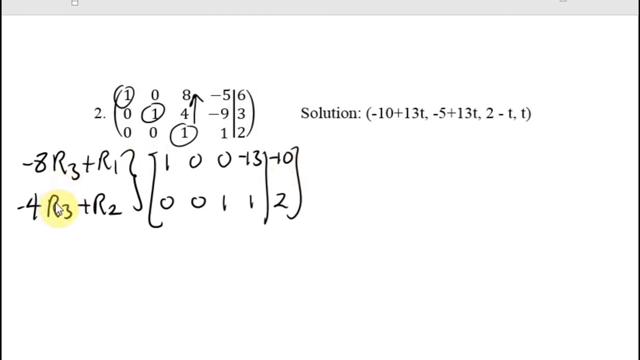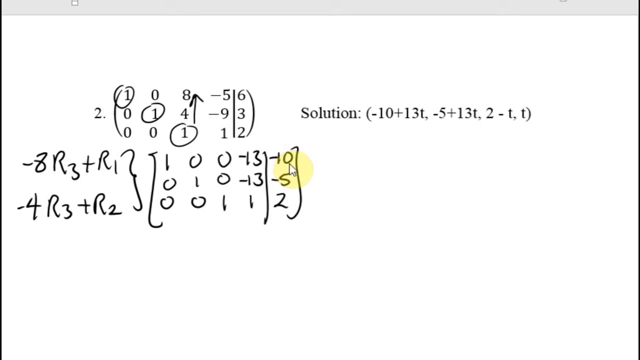-4 times row 3 plus row 2. So this is 0, 1, 0. And then this is -4 minus 9 is -13. -4 times 2 is -8 plus 3 is -5.